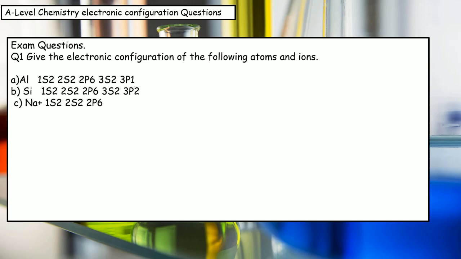And then C, a sodium ion. Sodium atoms have 11 electrons, so 1s2, 2s2, 2p6, 3s1. However, it's lost an electron because it's a positive ion, so its outer shell has 2p6. Aluminium 3 plus, normally 13 electrons, but has lost 3, so down to 10, has the exact same electronic configuration as a sodium ion.